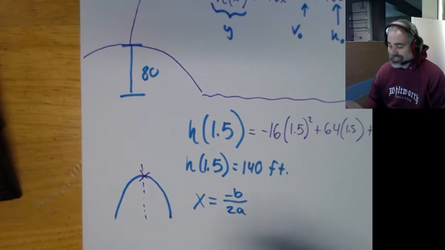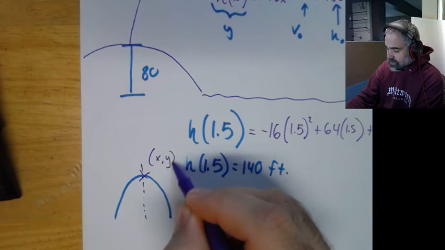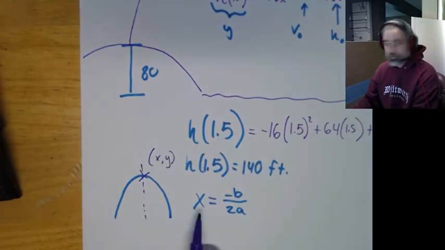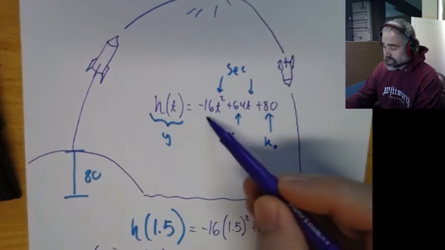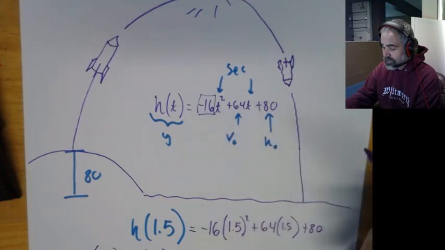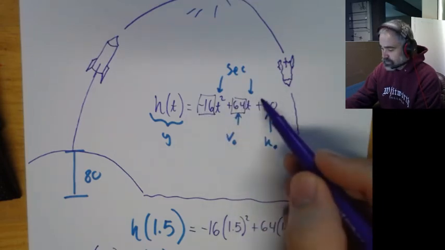And since this is the x-coordinate, once I find x, I can plug it in to find y. And this gives me the x-coordinate of the vertex. So I can plug that in. Remember the a, b, and c piece. The first one is a, so that's a right here, negative 16. B is positive 64, and C is 80.